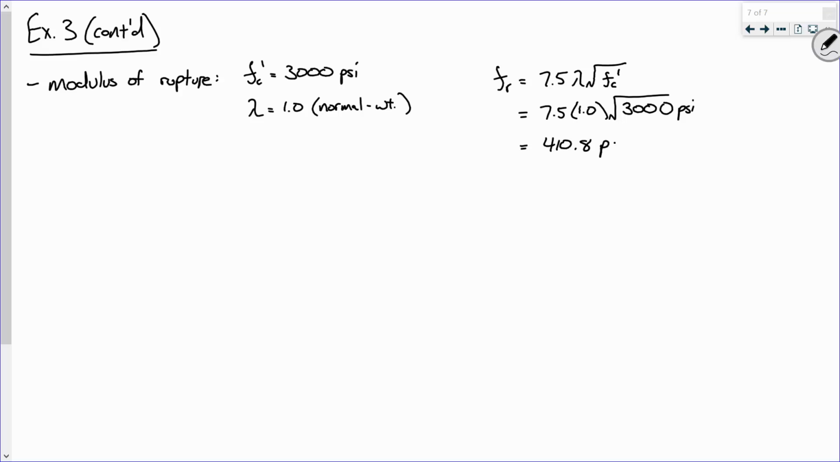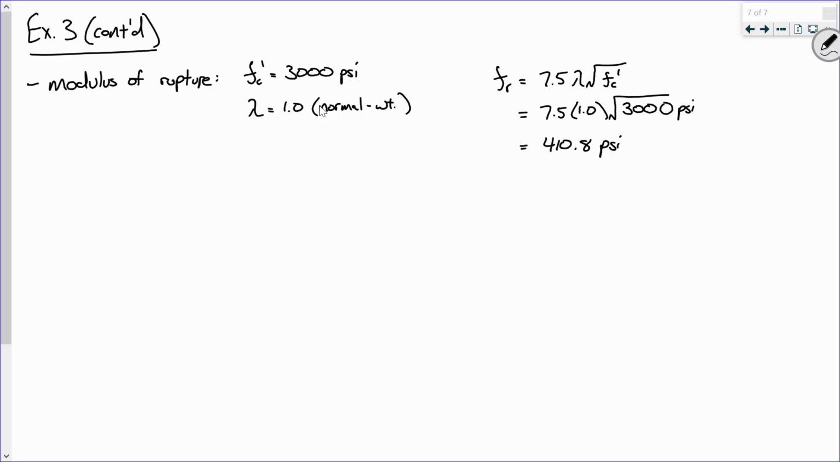410.8 psi. Now, looking at that value, what can you tell me about the stresses that we computed in the last part? What were the tensile stresses we got in that last example? It didn't crack, right? Because the tensile stress was something like 338. So to actually crack the section, we would need 410.8. Sound good?